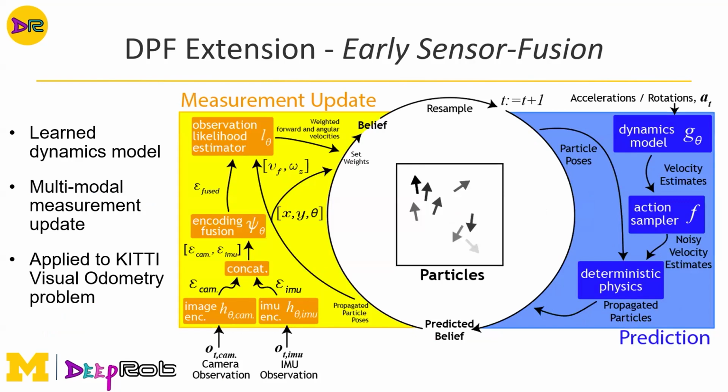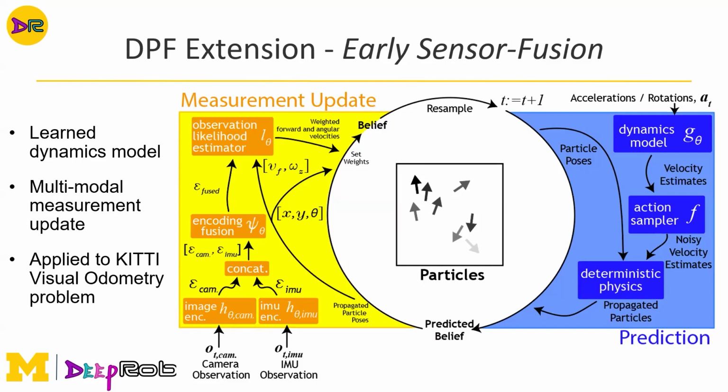Looking at the whole thing expanded a little bit further, as you can see in the bottom left, we combine two observational encodings from the IMU as well as the camera. We then pass them through our fusion layer and then our observation likelihood estimator to do particle reweightings on just the velocities in the forward direction as well as the angular velocity about the center of the car in the KITTI data set. On the right-hand side, you see how we do our predictions and dynamics.